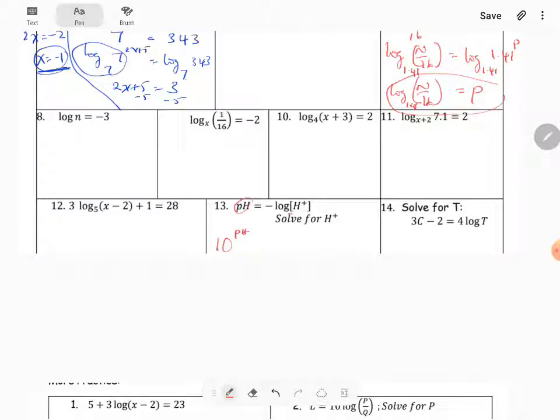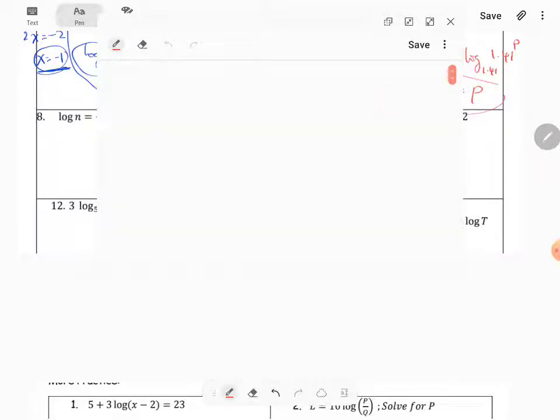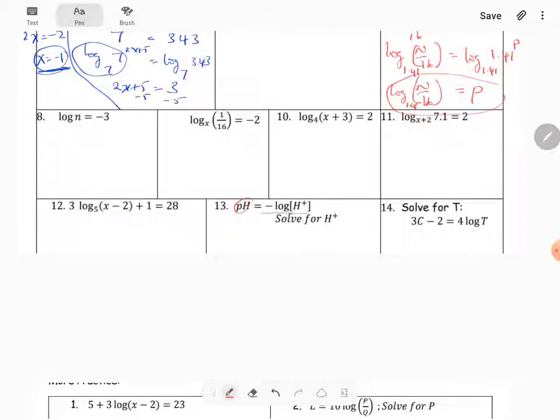pH is a single entity. Okay, don't think it is separate. That's how they write the pH scale to determine whether a certain solution or a material or whatever that is, the chemistry term, is an acid or base. But I forgot to do something. We need to first get rid of the negative, which I did not do. Oops. So we have to divide by -1 first. So this becomes negative pH equals log H plus, right?